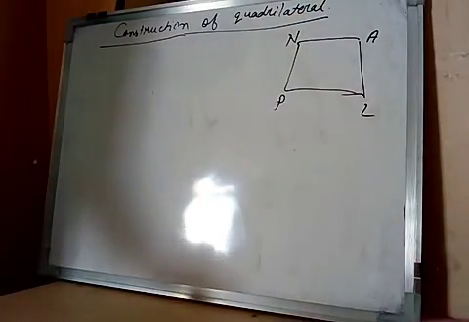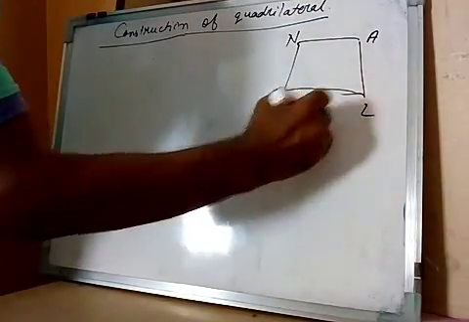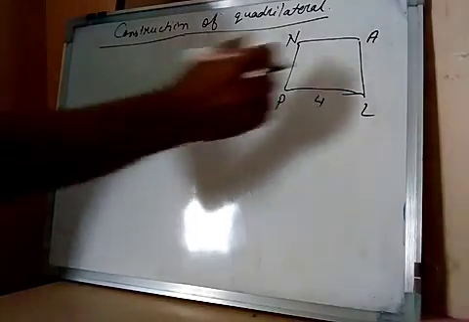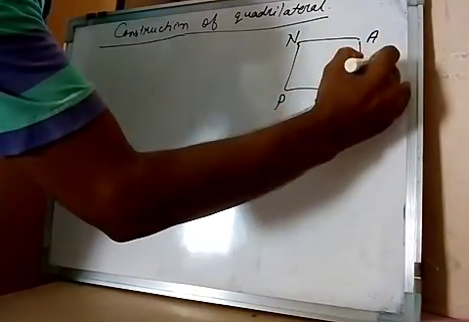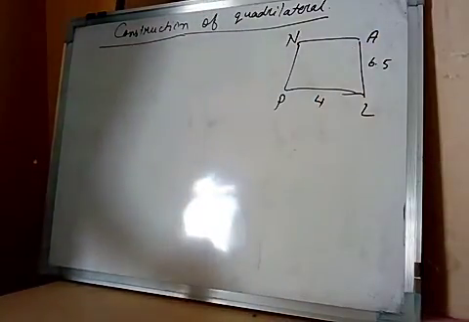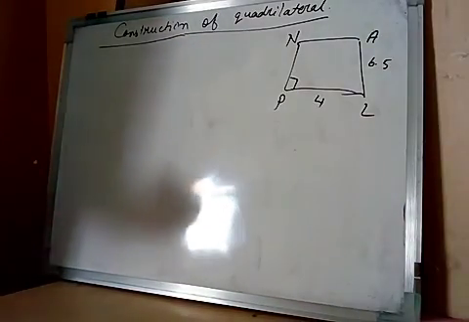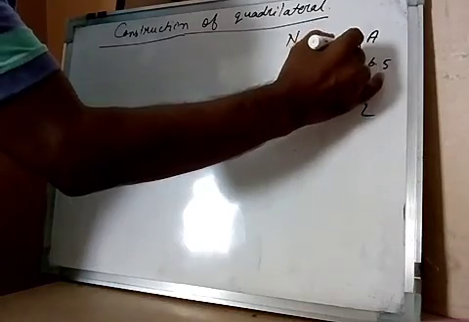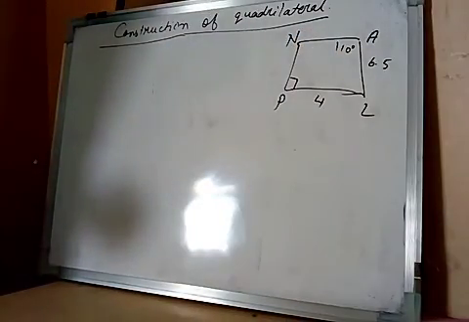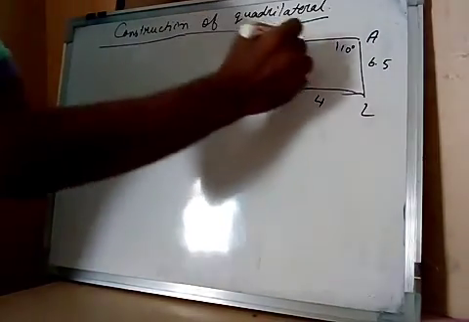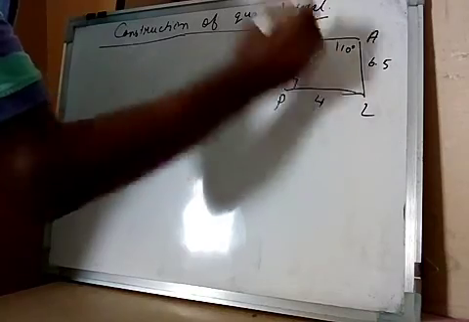In PLAN, PL is given as 4 centimeter. Now LA is given as 6.5 centimeter. Now angle P equals 90 degree. Angle A equals 110 degree. Now angle N equals 85 degree, right?